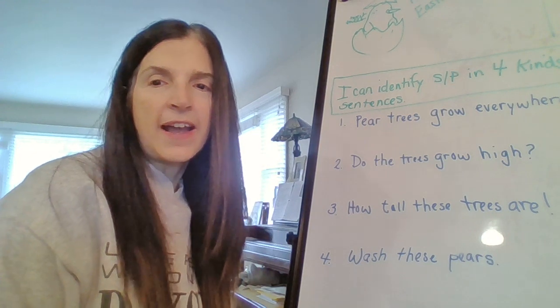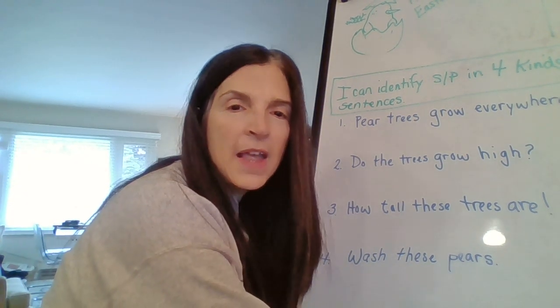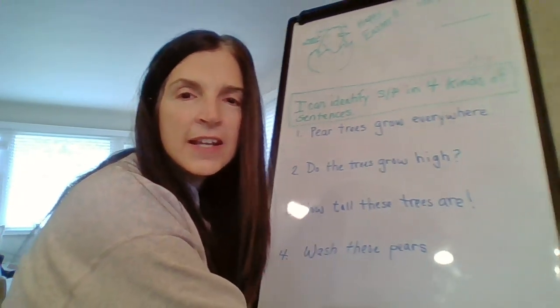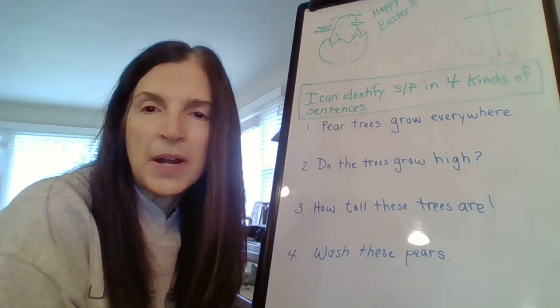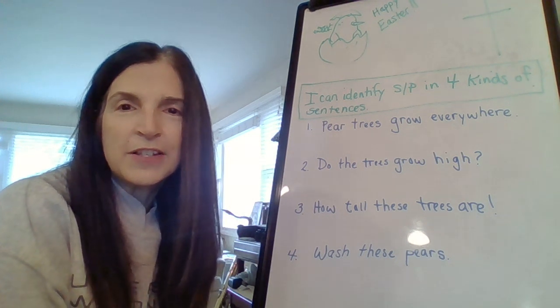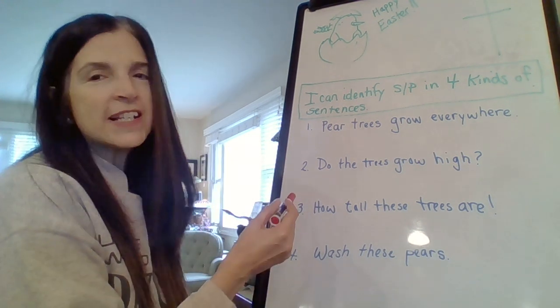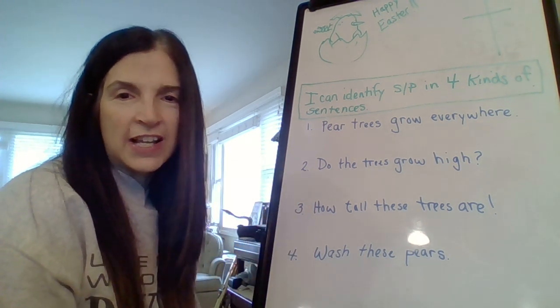So as you can see, I have the 4 sentences set up here, and the learning target is I can identify subjects and predicates in 4 kinds of sentences. So here we go. First sentence, as you can see, is a declarative sentence.